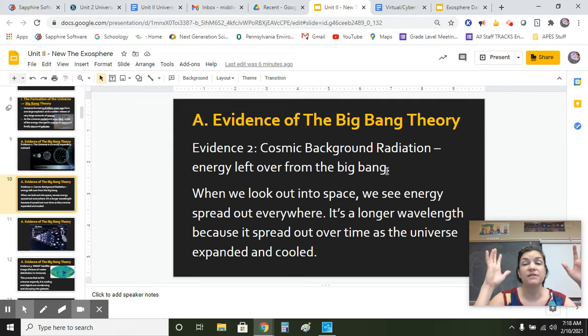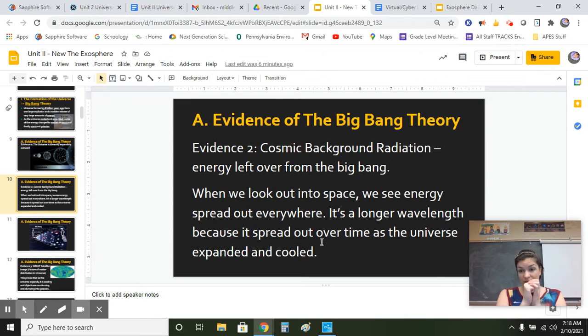So they point it out into space and they get this weird feedback, and they're like, what is that? And so they try again and again, and they kept picking up wavelengths, specifically microwaves. And so then they started pointing it in other places where it should be clear. They pointed at stars, they pointed at the moon, they pointed it at all different stuff in space. And no matter where they pointed it, they kept getting these microwaves. So when we look out into space, we see energy spread out everywhere.